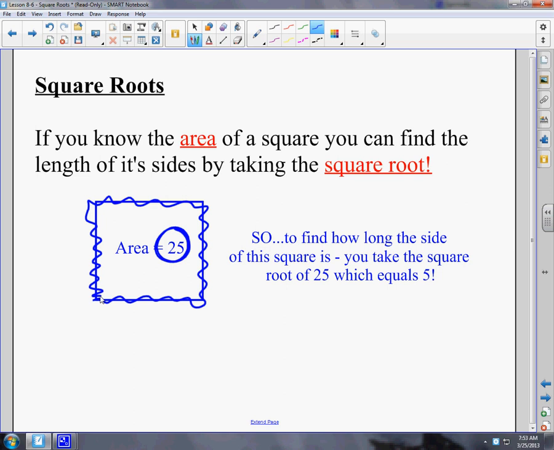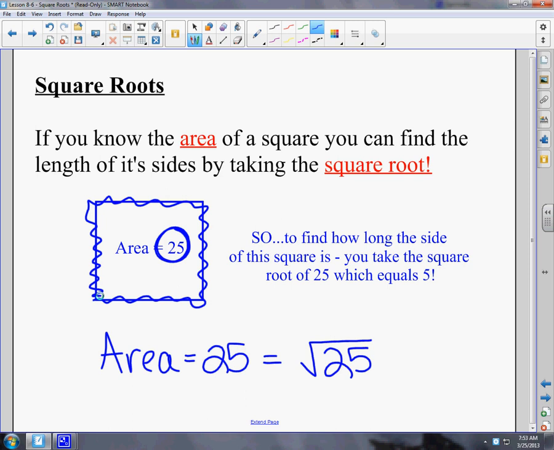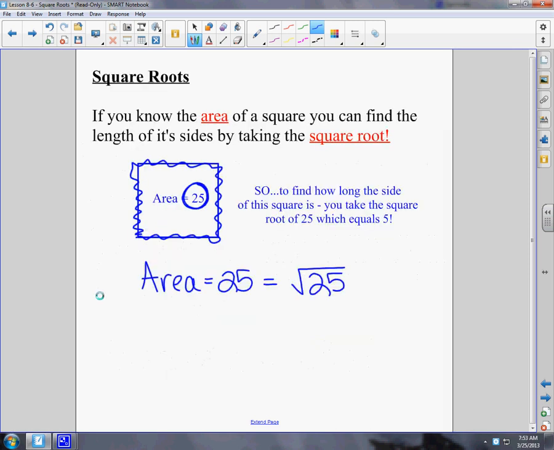So anytime you have a square, all your sides are the exact same. So what they do is they say, okay, if the area of your square is 25, if you want to find just one of the sides, you take the square root of 25. Now, the square root means what number times itself equals 25. So when you take the square root of 25, you would get 5 times 5, because 5 times 5 is 25. So the square root of 25 is 5.